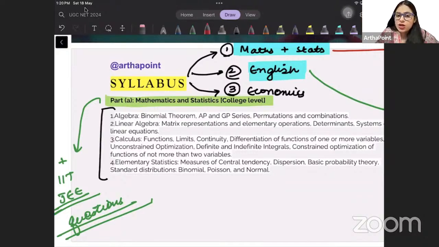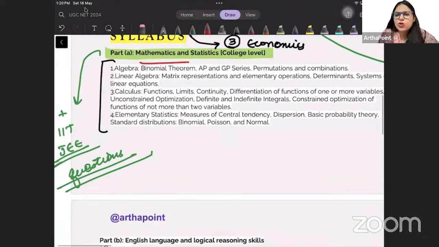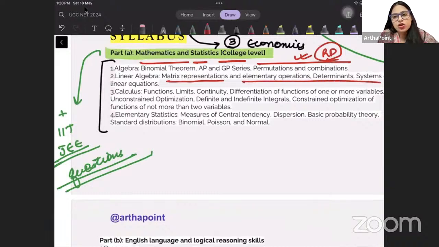So as you can see, binomial theorem, definitely there will be one question on binomial theorem. I will show you one today from the sample paper. AP, GP, permutation, combination, all these topics are to be revised from R.D. Sharma. Linear algebra, matrix, determinants, elementary operation.